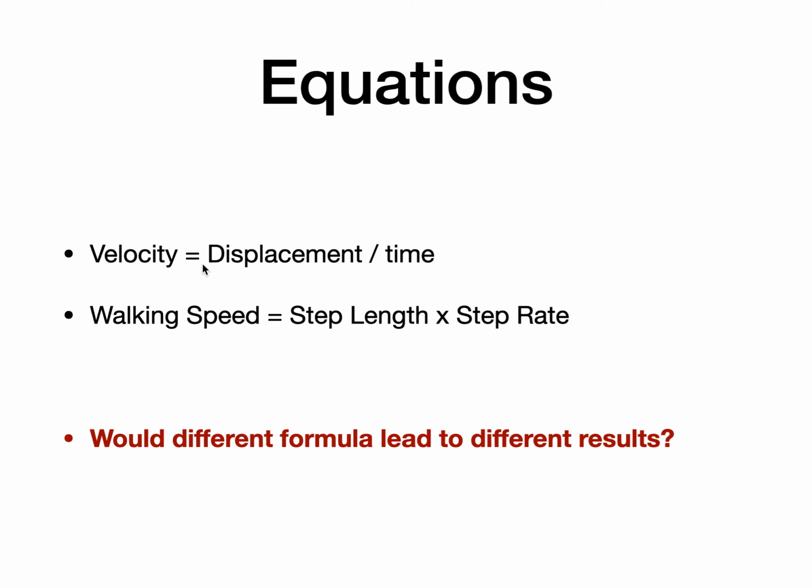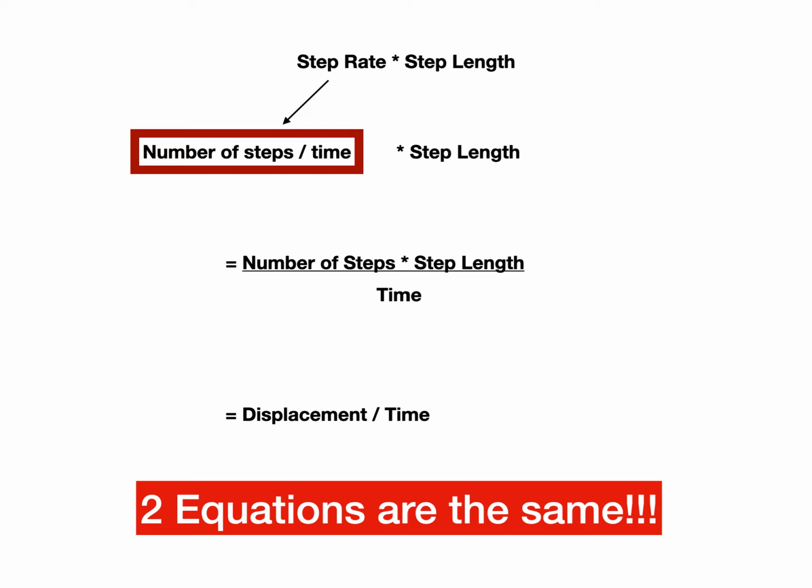The first one will be total displacement divided by time. The second one will be step length times step rate. But think about it. Would these two formulas lead to different results? Right, let's derive some equations. So we start from step rate times step length here.